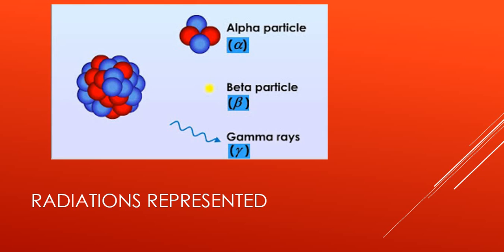This is the last thing that I'm going to do, which is how the radiation is represented. As you can see, the alpha particle is a bunch of particles put together: 2 neutrons and 2 protons. The beta particle is yellow and it's just an electron. And gamma rays are shown as a squiggly line, just showing that it's a ray. So alpha is a particle, beta is a particle, and gamma is a ray.